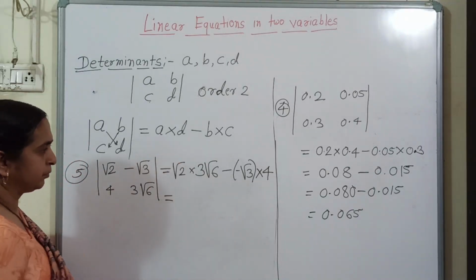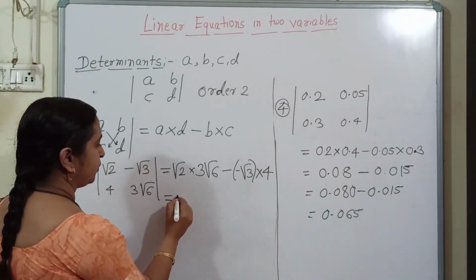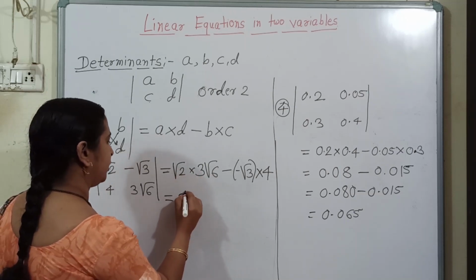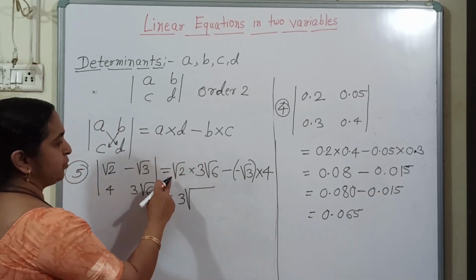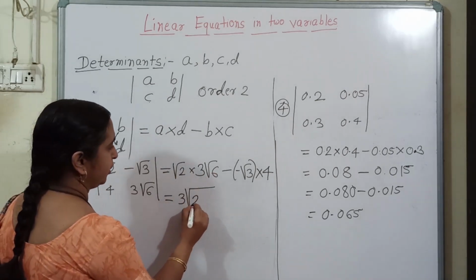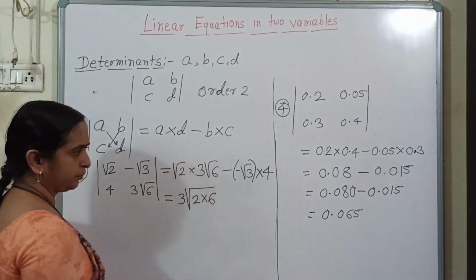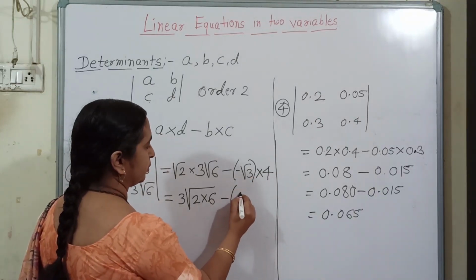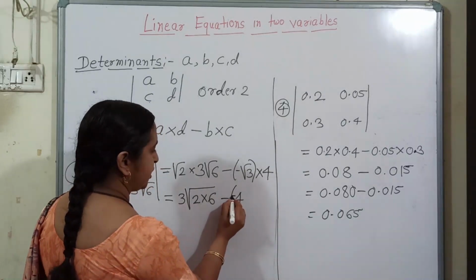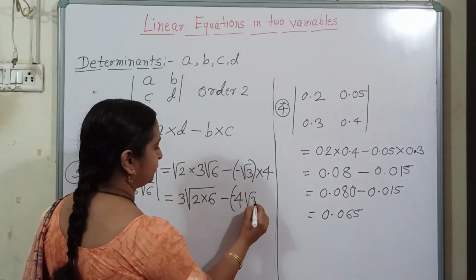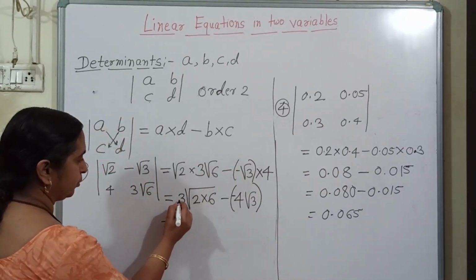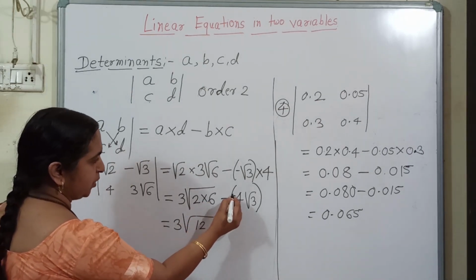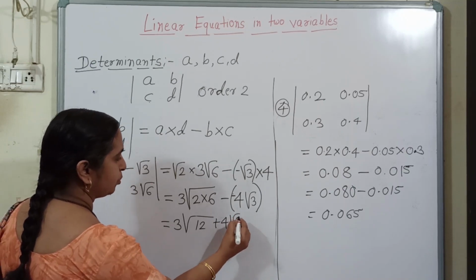It is equal to, here rational part is 3, therefore we write 3 first. Here root 2 means 1 into root 2, 3 into 1 is 3. And now we take the product of this irrational part. First we write this radical sign, 2 into 6 inside the radical sign, minus inside the bracket 4. We have to write this minus sign first, then 4 root 3 is equal to 3 into 2 into 6, 12, minus minus becomes plus, plus 4 root 3.